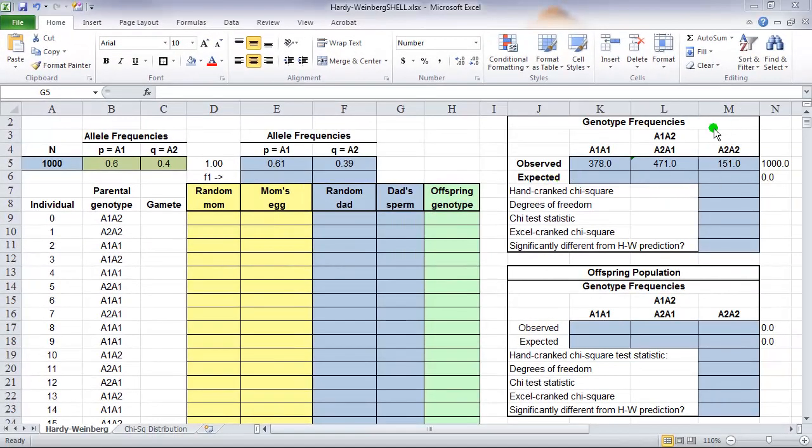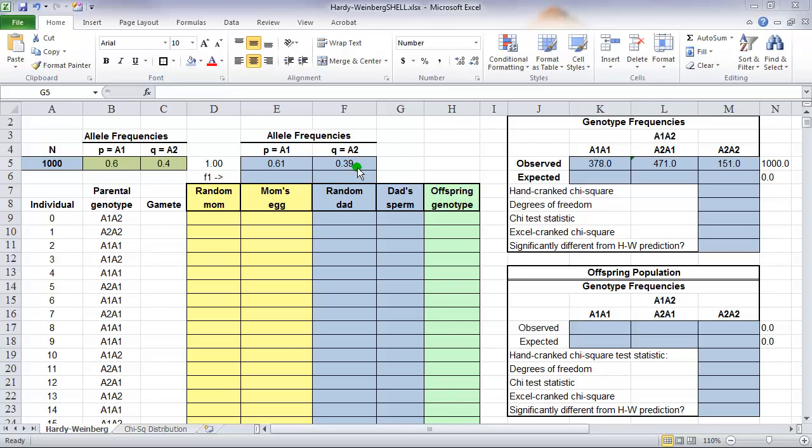Then we came over to this portion of our spreadsheet and we counted the number of A1 homozygotes, the number of heterozygotes, and the number of A2 homozygotes. From here, we were able to calculate the allele frequencies of the simulated population.